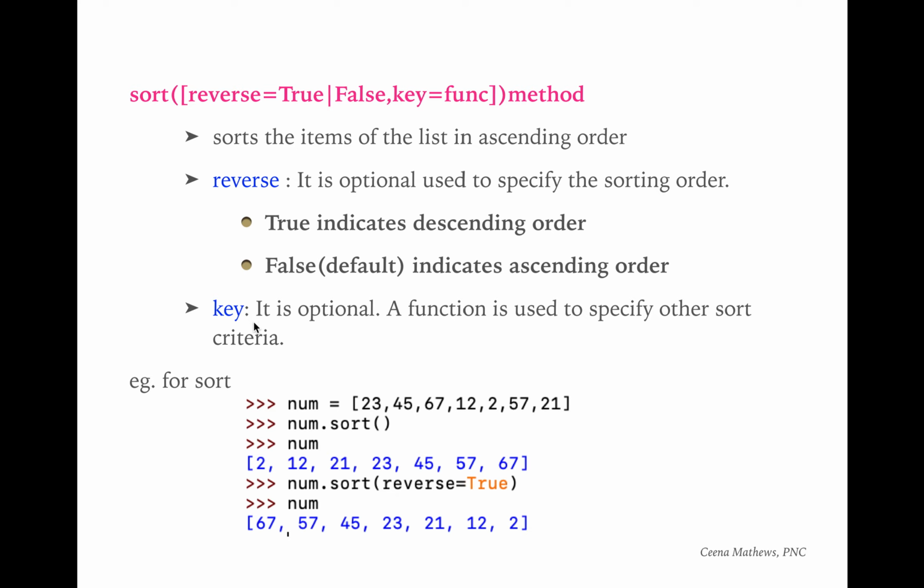Next is the parameter key, which is also optional. It contains a function that is used to specify other sort criteria. For example, you can see here num is the list given, and when I give num dot sort without any parameters, it sorts the list in ascending order. Whereas when I give num dot sort of reverse equal to true, it sorts the list in descending order, and you can see the result accordingly.